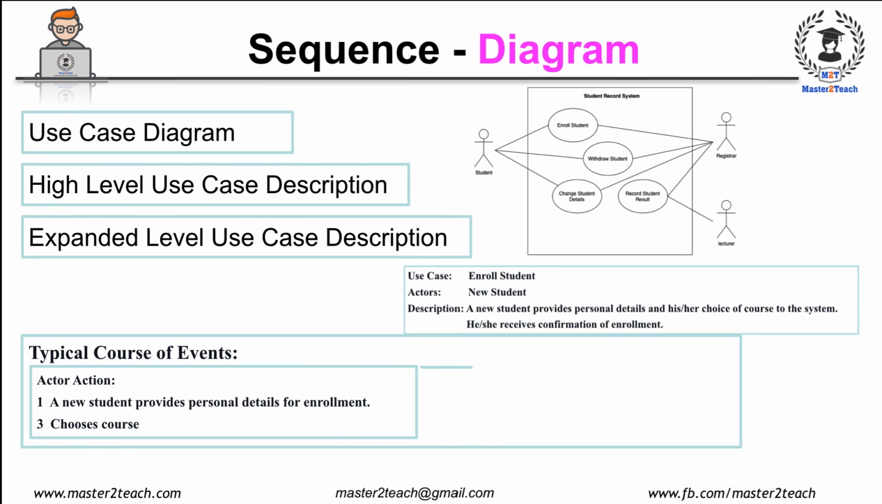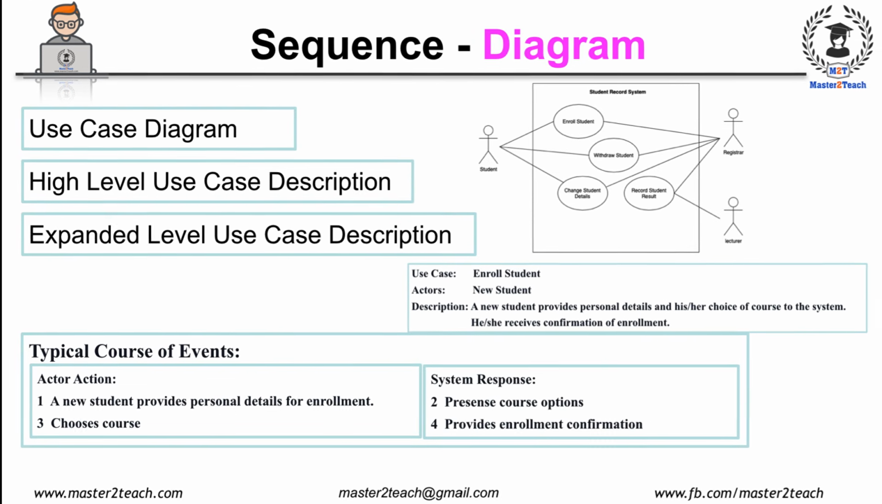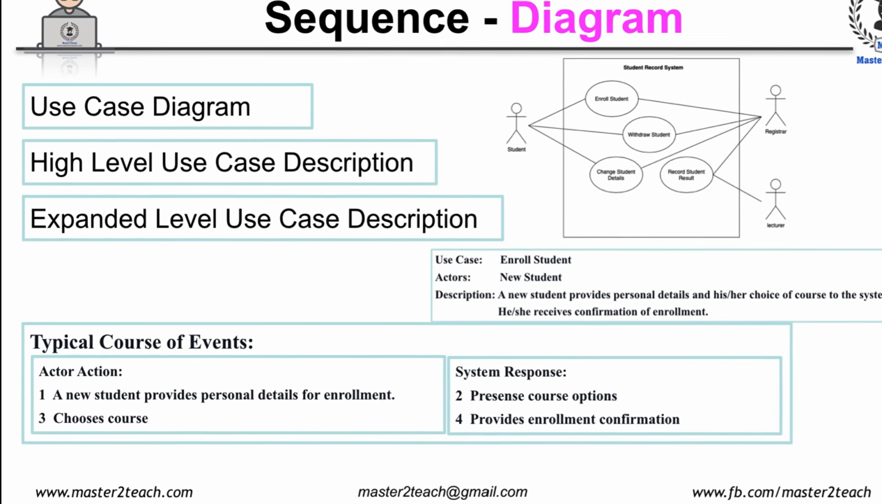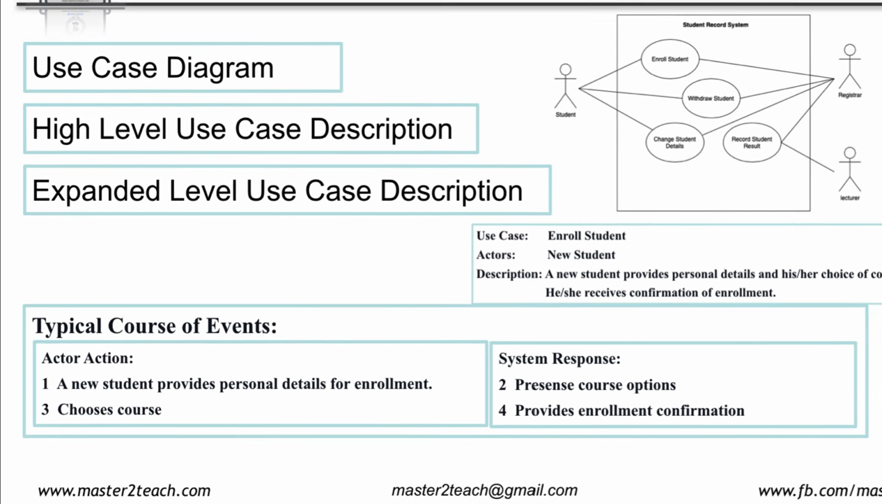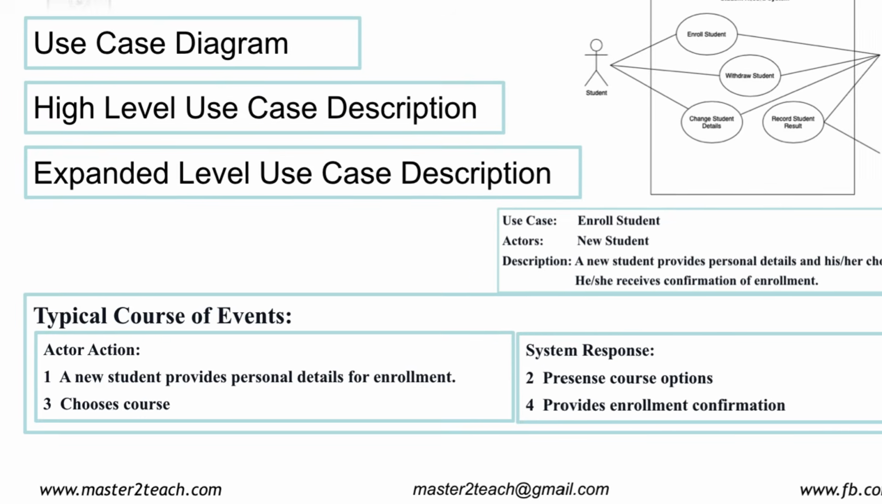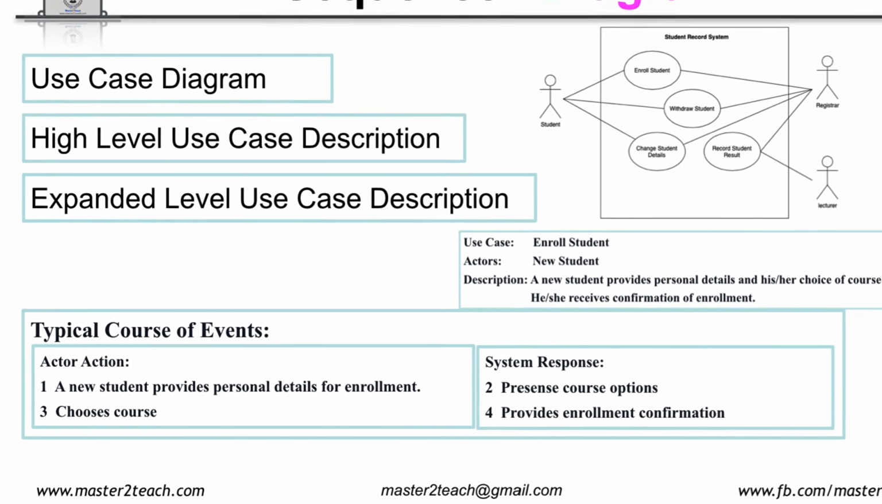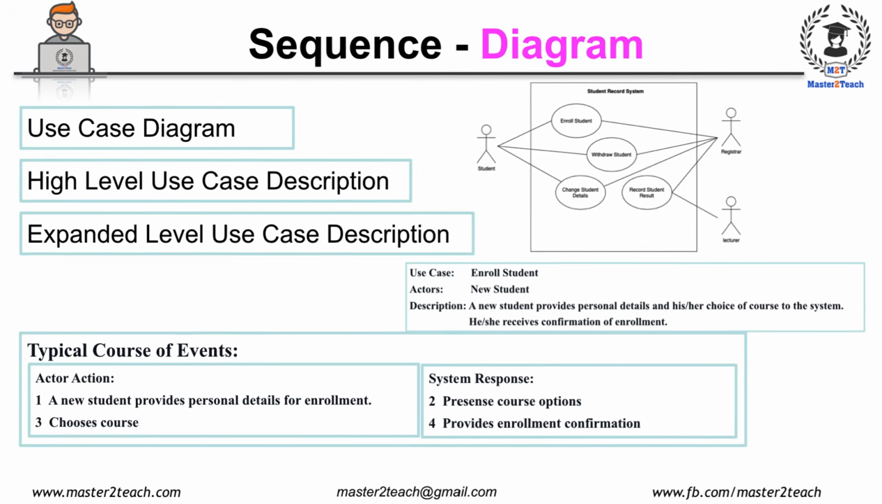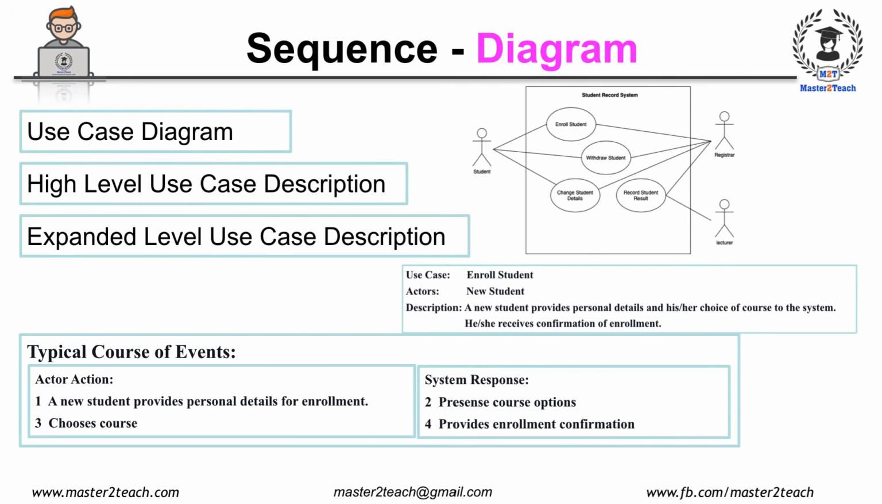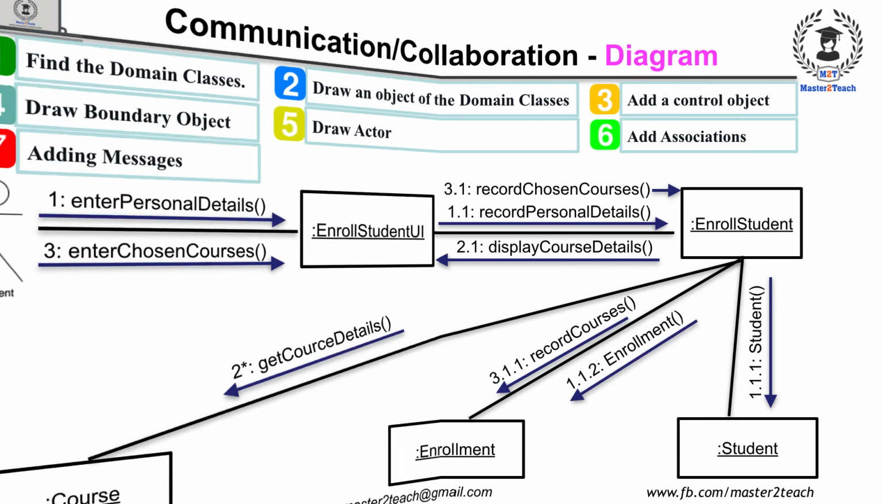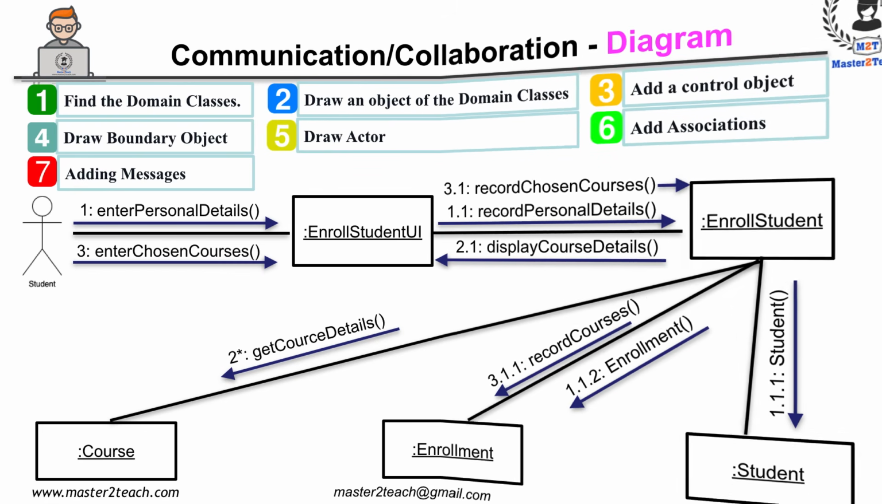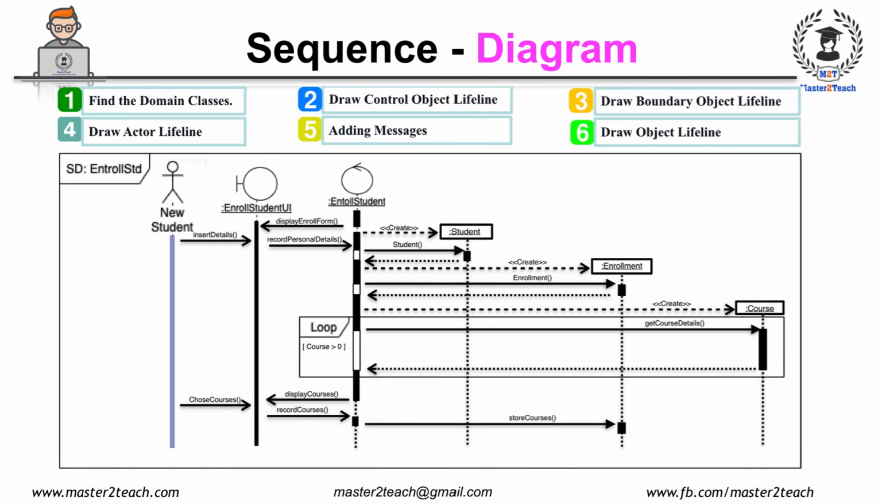After the expanded use case description of the major use cases, we can start either the communication diagram or sequence diagram so that you should know what is expanded use case description and how to write it. Expanded use case description is a two-way interaction steps written between the actor and the system, how that particular use case will execute. We have already drawn the communication diagram in the previous video. Now let's draw the sequence diagram.